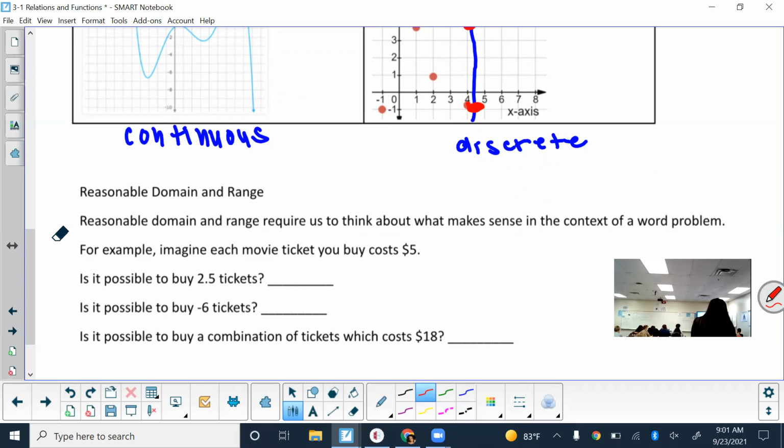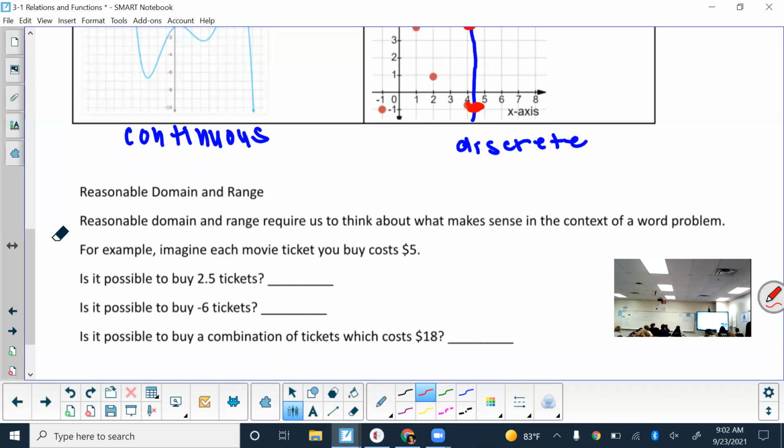It wouldn't make sense anyways. What are you going to have them do if you buy 1.5 milks? Cut the other half of the milk? Exactly. So you can't buy fractions of stuff. Like I can't buy half an apple, right? So this is the same concept with that. Same with, can I buy negative of something? No. So same thing. So reasonable domain and range requires us to think about what makes sense in the context of a word problem.